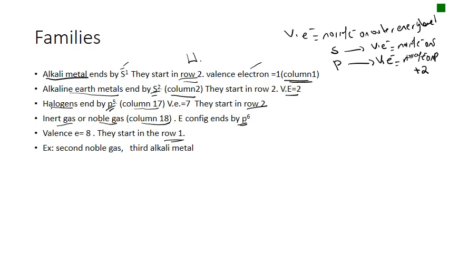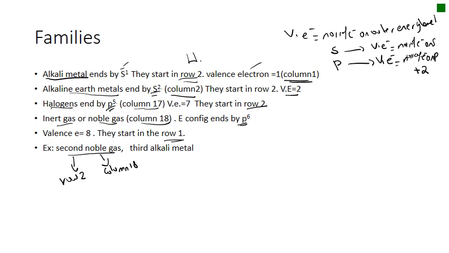Let's take an example. If we are asked to make the electron configuration for the second noble gas: the first noble gas is in column 18. For the second noble gas, we know that noble gases start in row 1, so the second noble gas is in row 2.